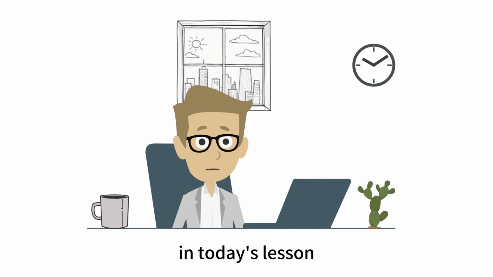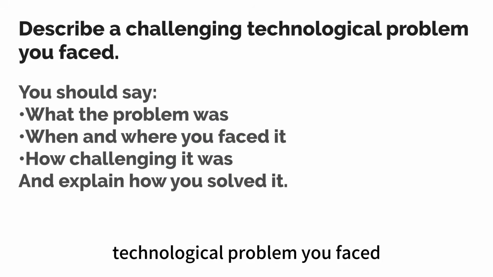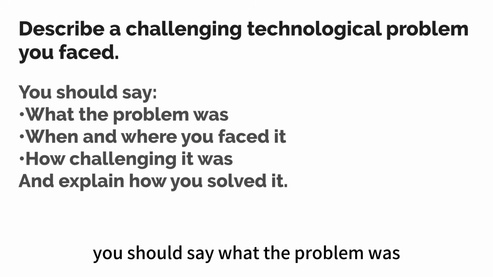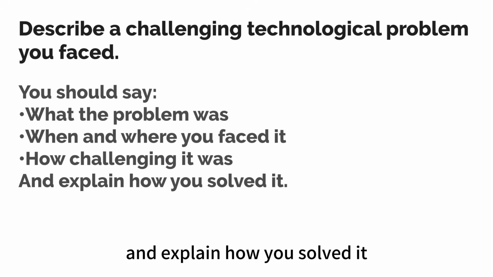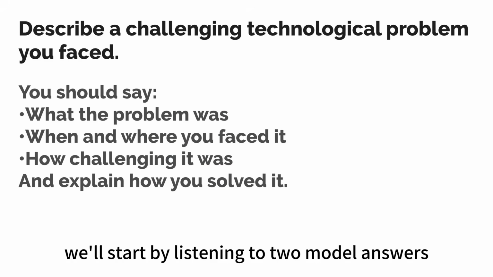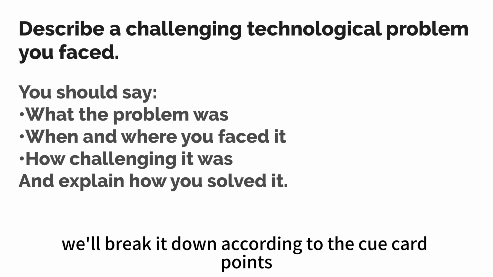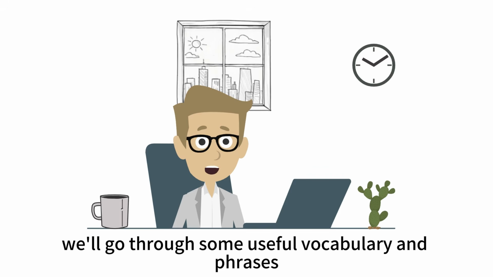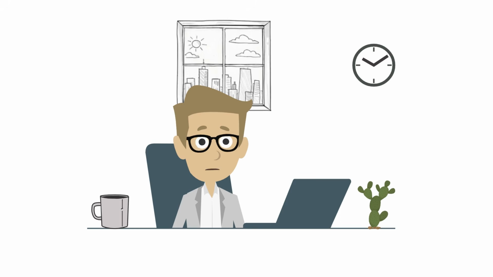In today's lesson, we're looking at the cue card. Describe a challenging technological problem you faced. You should say what the problem was, when and where you faced it, how challenging it was, and explain how you solved it. We'll start by listening to two model answers. After each response, we'll break it down according to the cue card points. Finally, we'll go through some useful vocabulary and phrases that you can use to describe similar experiences. Let's get started.